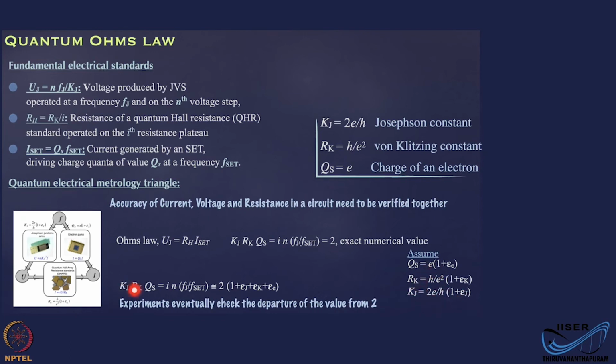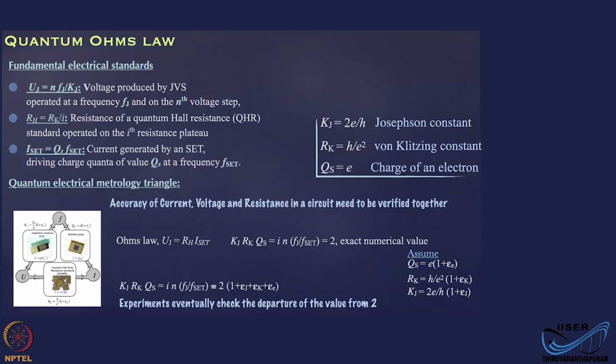So to the first order, when you combine all three, you are supposed to get 2 plus some small error. And how small or how big that error is, one needs to determine, and that is the aim of this ultimate metrology experiment, the quantum electrical metrology triangle experiment. So the experiment basically checks how much the value of this product departs from 2. Okay. Now, there are various versions of these experiments in progress.